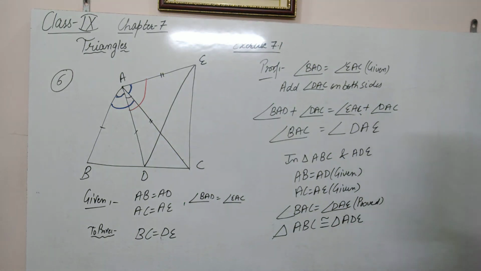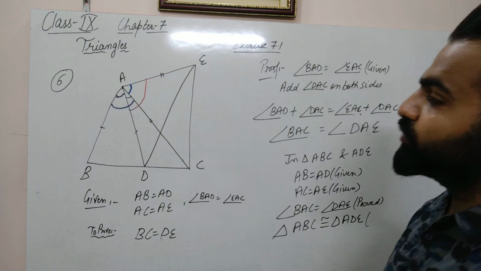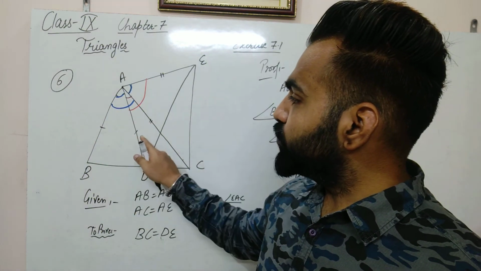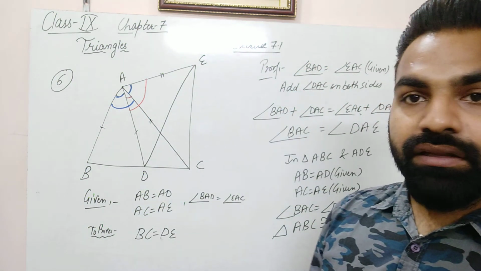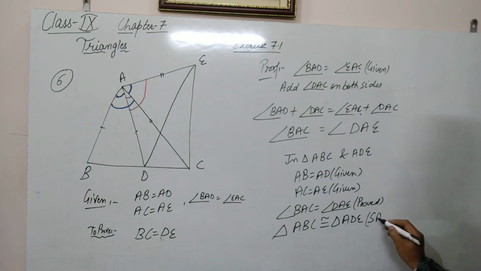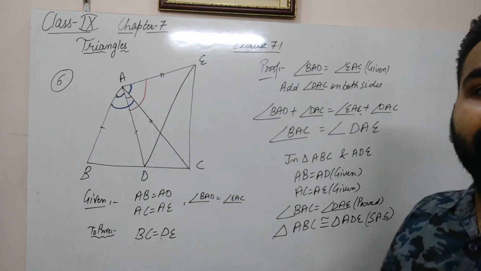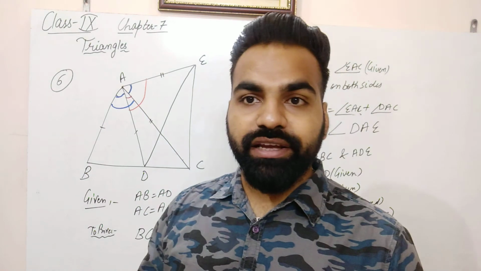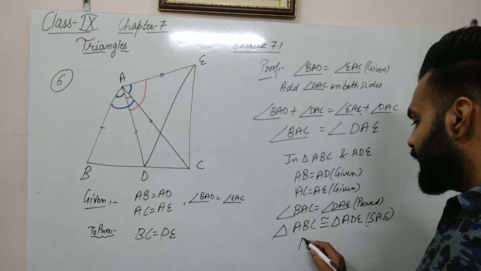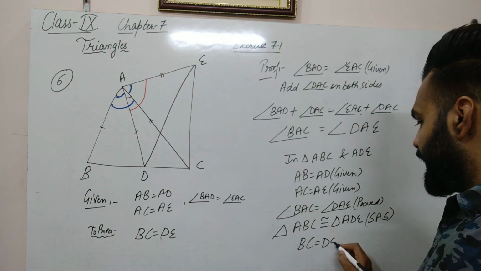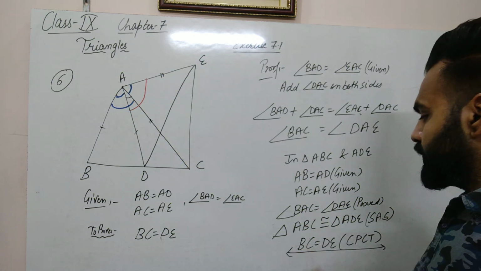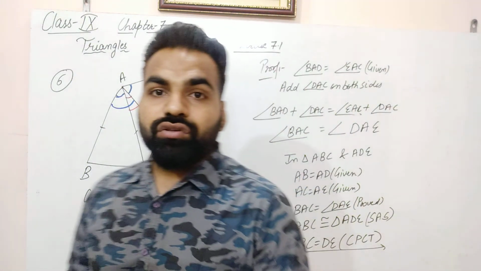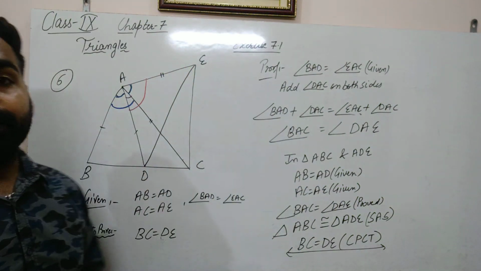Clear everyone? Now we have to look for the rule. Which rule is applied here? These two sides and the angle between these sides. Clear? So this rule is SAS, two sides and one angle. And now since the triangles are congruent, we can use CPCT to prove BC equal to DE. So this was question number 6 here.